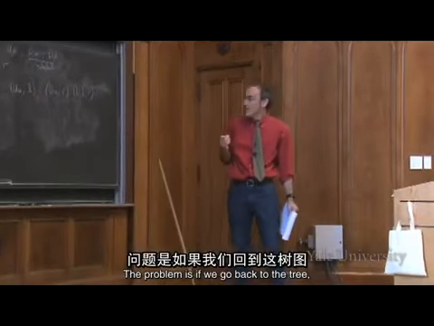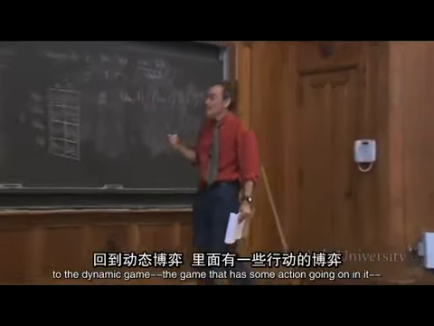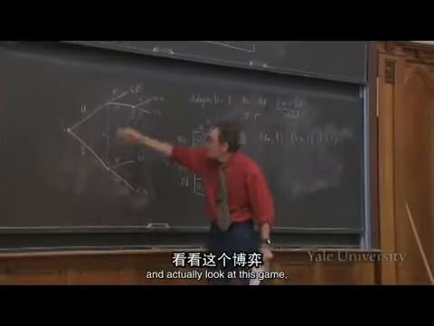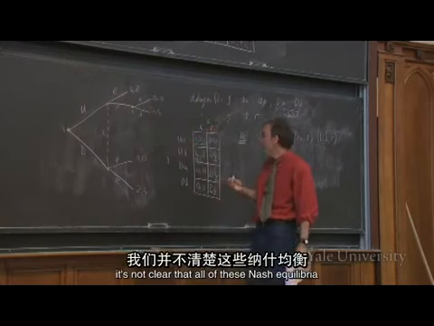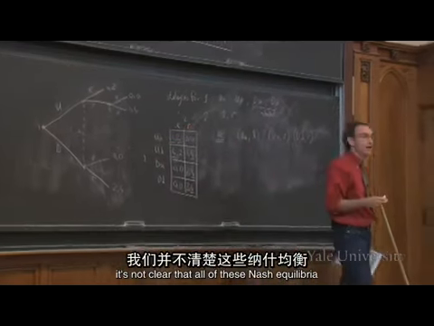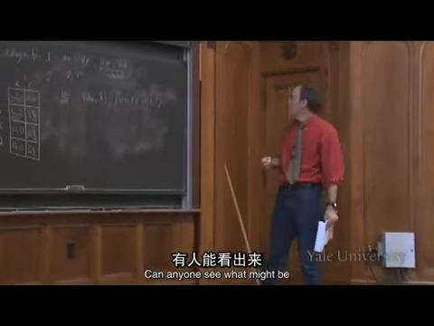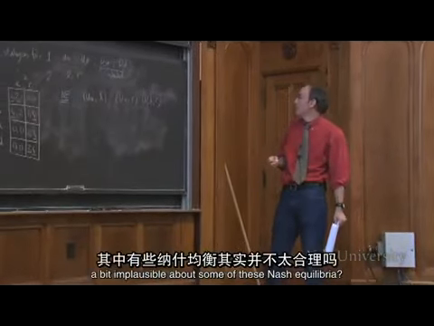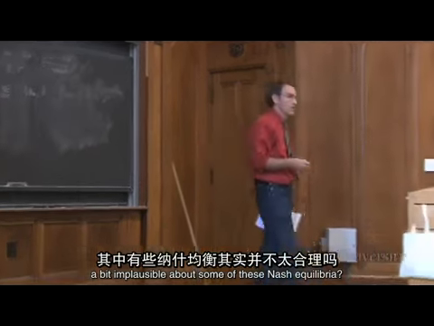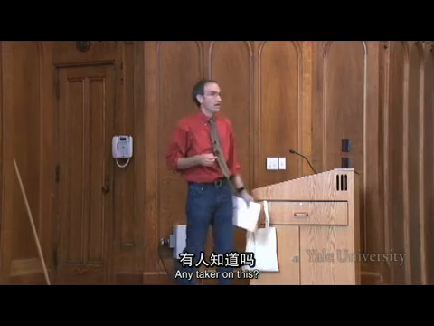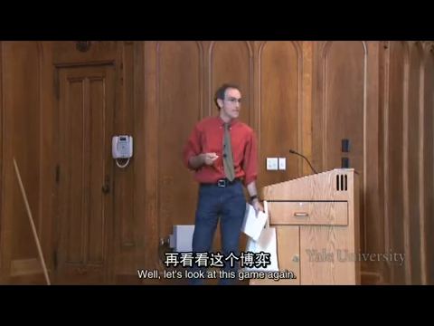The problem is, if we go back to the tree, to the dynamic game, the game that has some action going on in it, and actually look at this game, it's not clear that all of these Nash equilibria are really equally plausible. Can anyone see what might be a bit implausible about some of these Nash equilibria? What's implausible about them? Any takers on this?